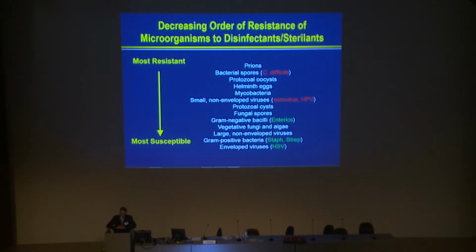coli, Klebsiella, and Enterobacter. Non-enveloped viruses are quite hardy in the environment, and will last for days to weeks in the environment. They include norovirus, the main cause of gastroenteritis worldwide, and of course HPV, a major cancer-forming virus with which all of you are familiar. The most resistant organisms are bacterial spores, such as C. difficile.